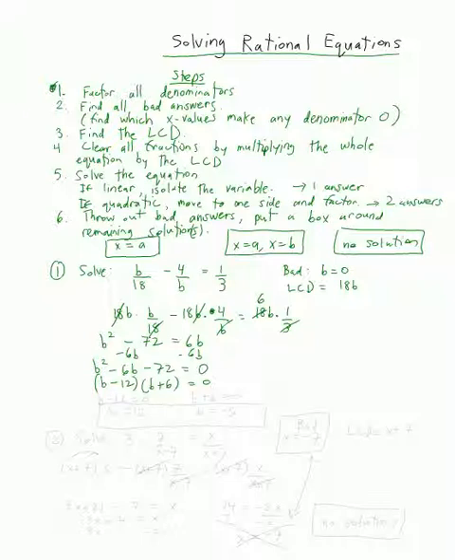And so I get my two solutions. From the first one, I get b equals 12. From the second one, I get b equals negative 6. And notice none of them are bad answers, because the bad answers were b equals 0 only, and none of these are 0. So both of these are solutions.